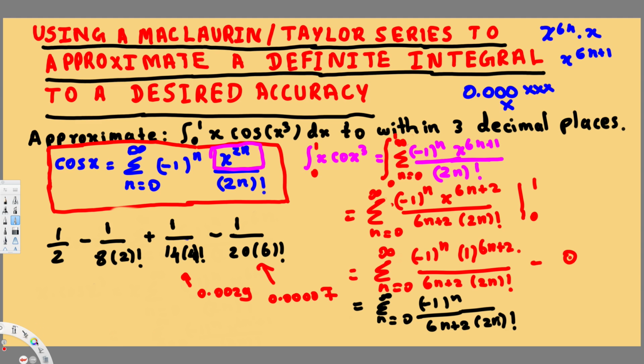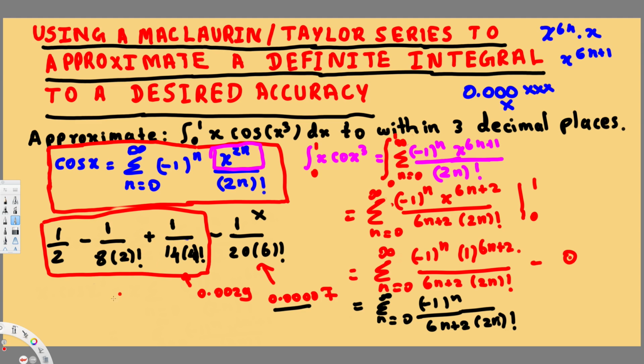We have 3 zeros already, and actually this is correct to 4 decimal places because we have 4 zeros, but we only need 3 zeros because the question is asking to approximate within 3 decimal places. So we only need 3 zeros, but if it is more than that, it doesn't matter. If it's 3 or more, we just neglect this value, and then the addition of these 3 is going to be the approximation.